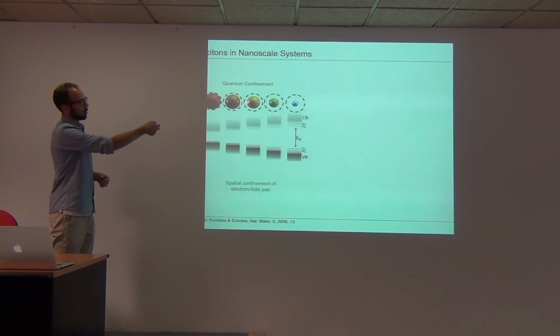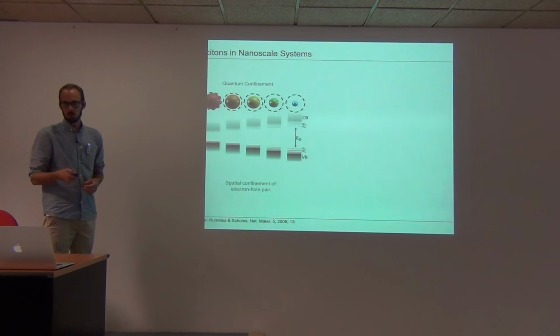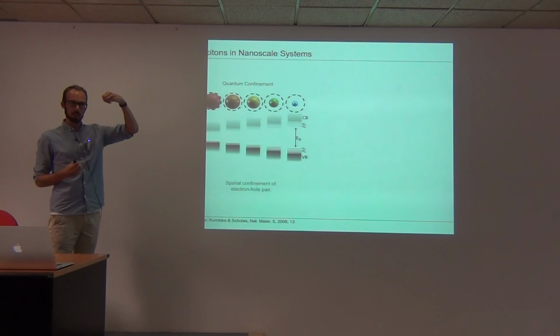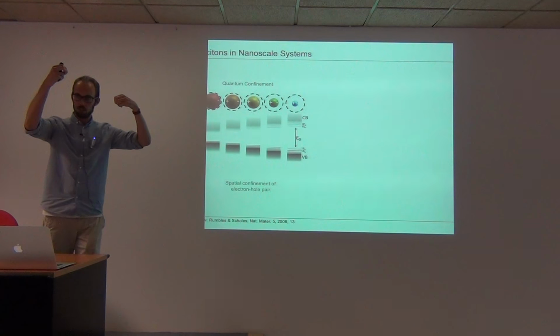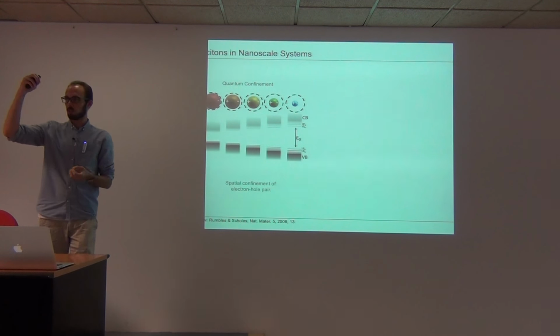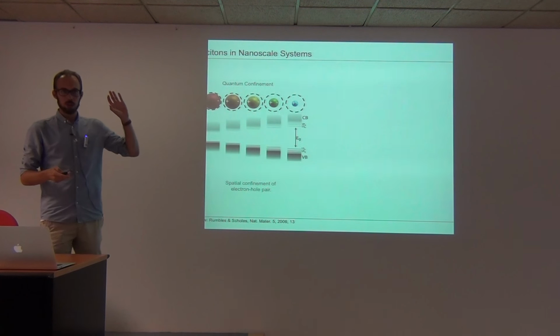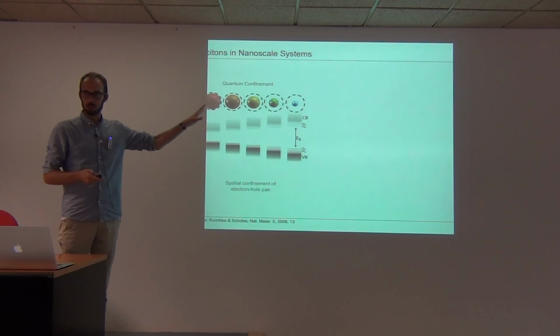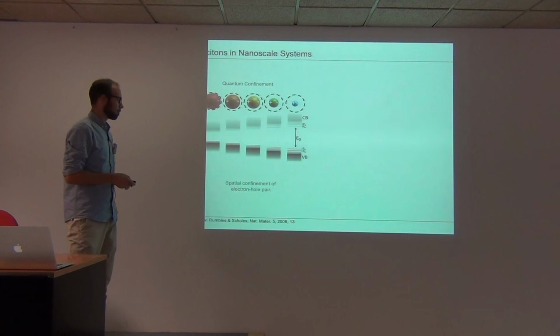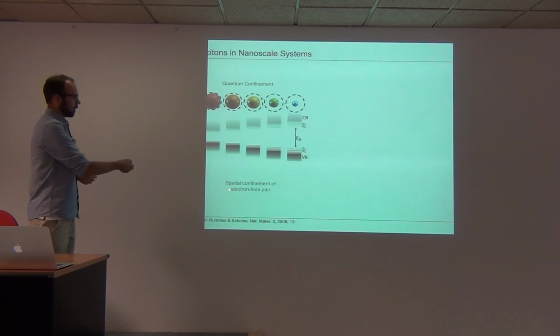So as we are going from larger particles to smaller particles, we are increasing the energy required to excite an electron. We also increase the energy that is released when the exciton is recombining. So this leads to both tunable absorptive and tunable emissive properties of the material itself. So this is the spatial confinement.